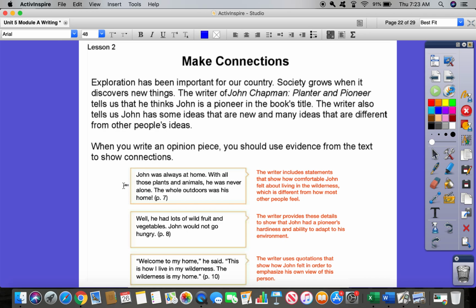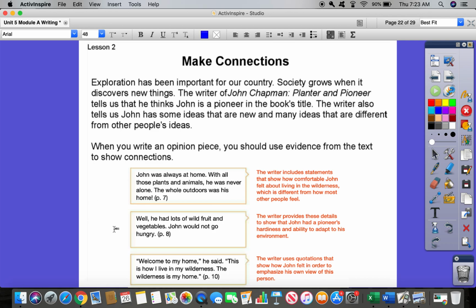So let's see here. "John was always at home. With all those plants and animals, he was never alone. The whole outdoors was his home," from page 7. So the writer includes statements that show how comfortable John felt about living in the wilderness, which is different from how most other people feel.